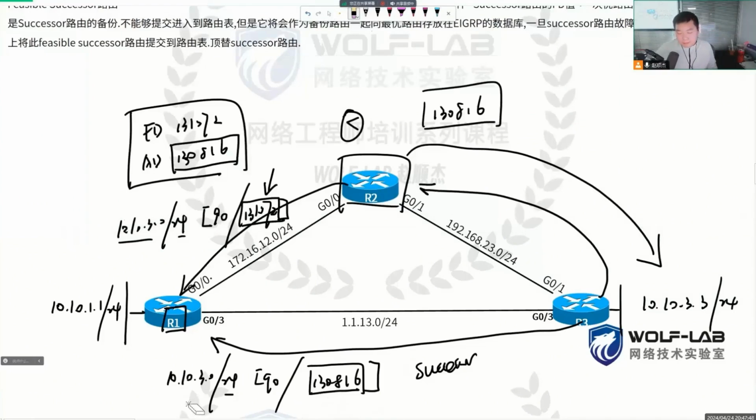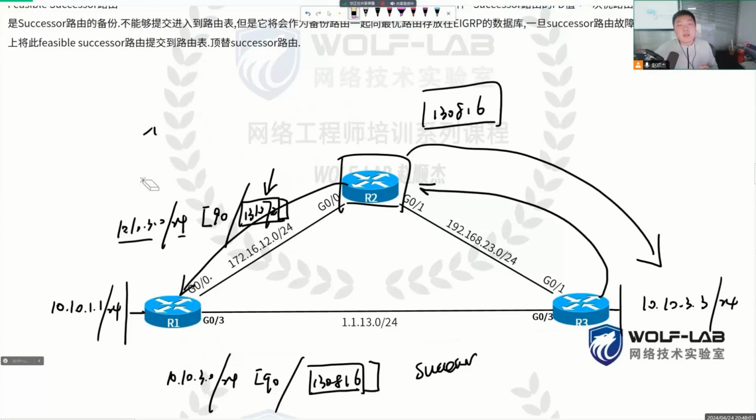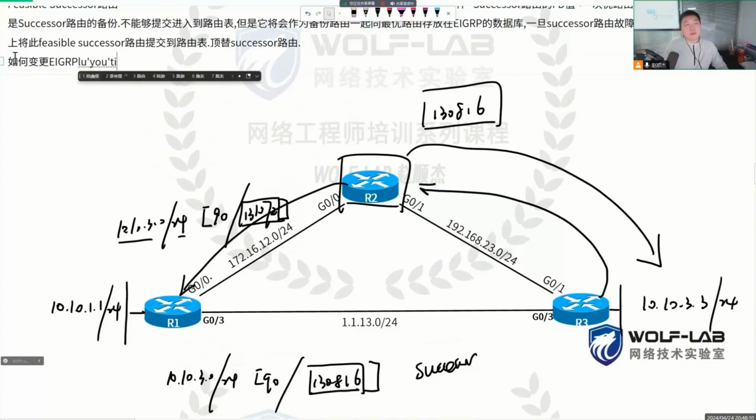So, of course, the points we are discussing now, we don't need to worry too much about the successor and feasible successor parameters for now. What we need to understand is how to change the metric values of our route entries. This is important. This is the crucial point. How to change our EIGRP route entries' metric values.